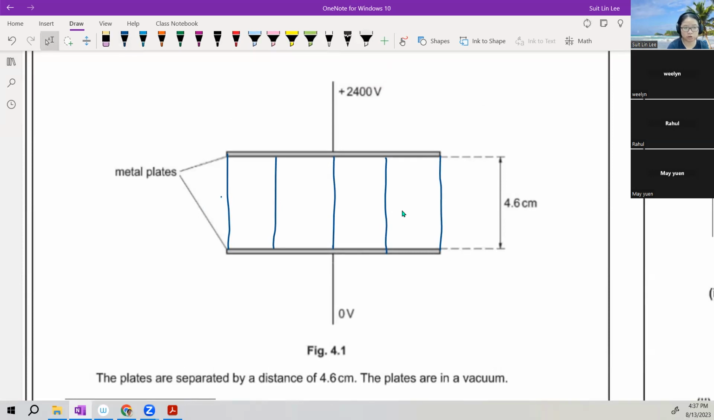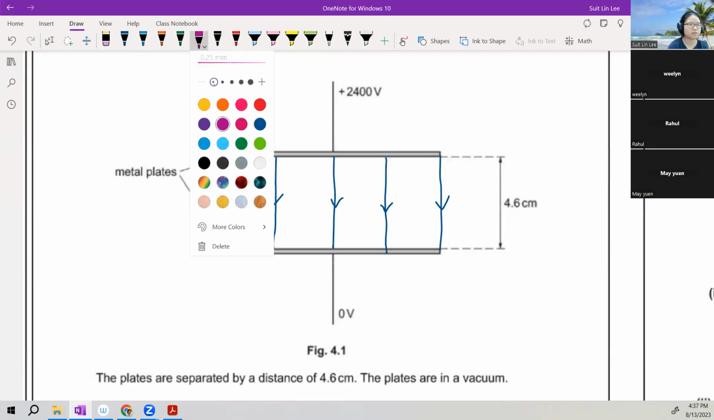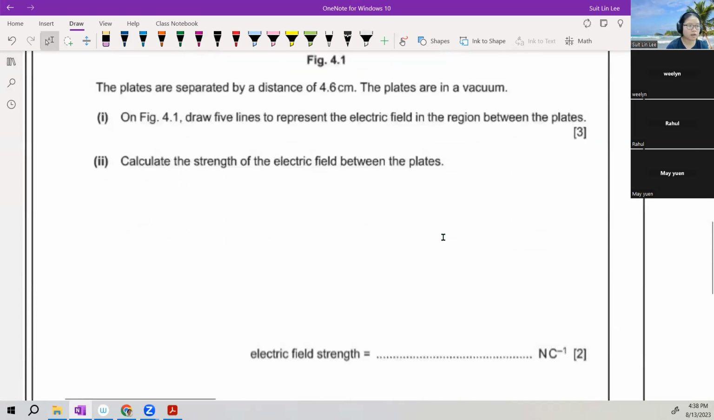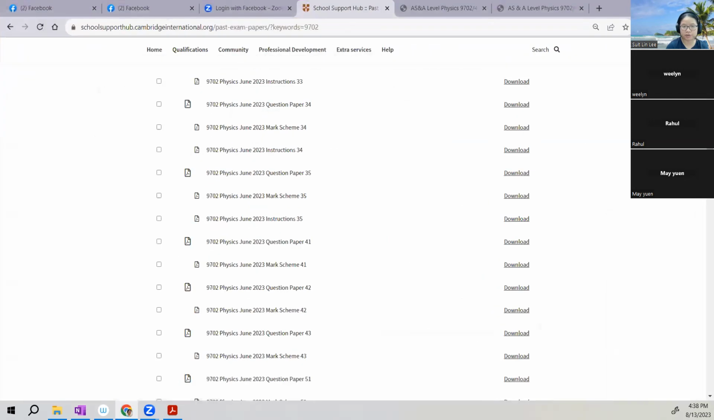And the direction of the force on the positive charge will be pointing downward. So from high potential to low potential, direction of this line will be from high potential 2400 to low potential. Or you can imagine if I have a positive charge, the positive charge will experience a force in this direction. Okay, next. Calculate the strength of the electric field between the plates.